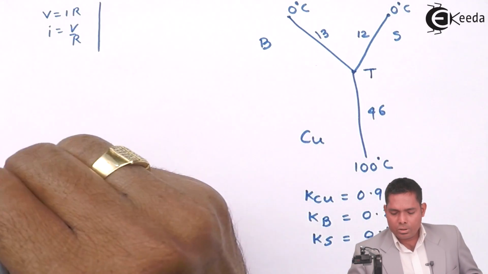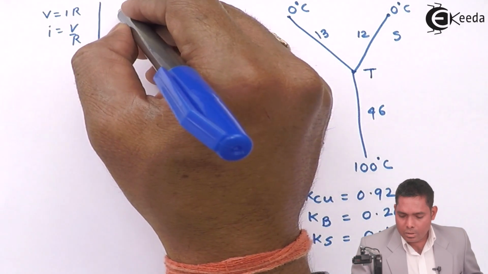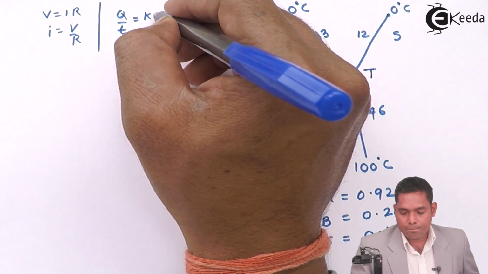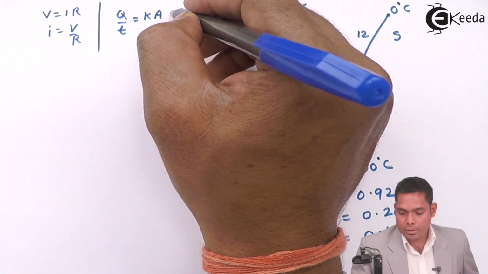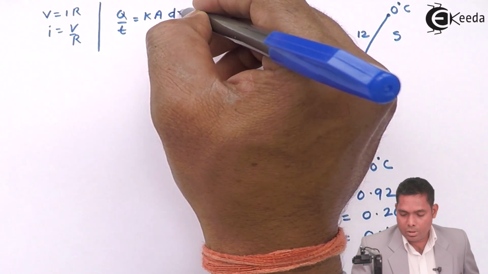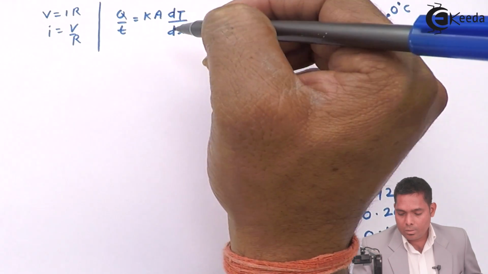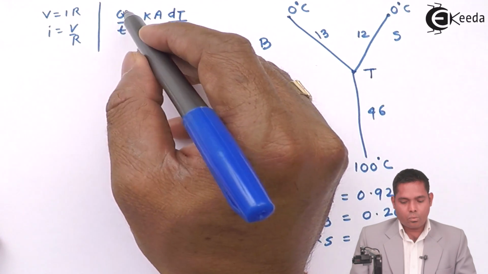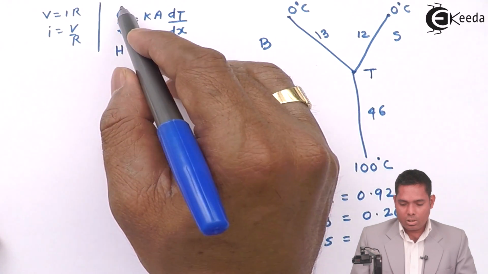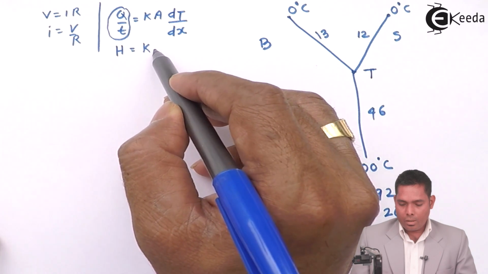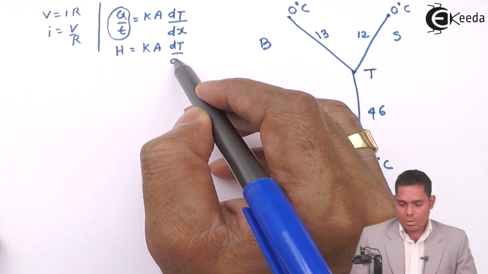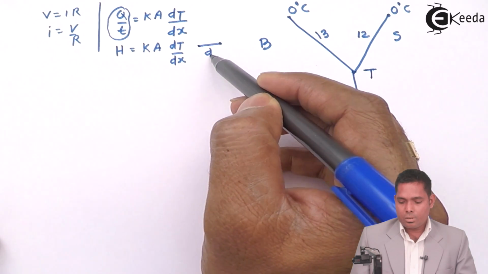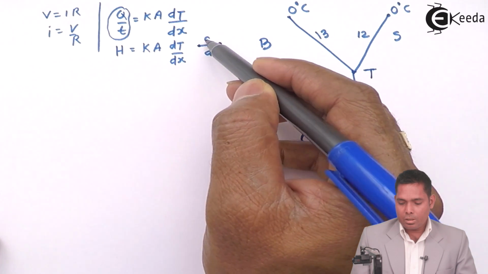Similarly, for this we have a formula: the quantity of heat flowing per second is equal to some constant K, the area A, and the temperature gradient d theta, that is dT upon dx. So this is the heat current, or rate of flow of heat. I call this H. If I call this H, then H equals K A dT over dx. This is the temperature difference over the length. I have this length dx, and the temperature difference between these two points is dT, then dT over dx.